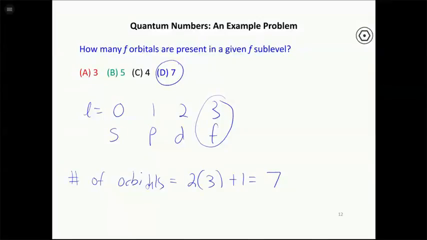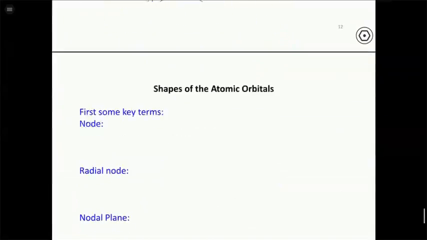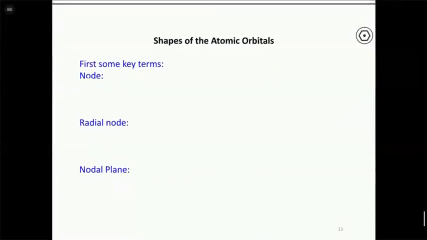Now let's move on to talk a little bit more in detail about the shapes of these atomic orbitals. So we have to understand the relationship between the quantum numbers, and now let's talk about physically what they mean in more detail. Alright, so first some key terms that are going to help us understand the shapes of orbitals. So, as I mentioned, these are all determined from wave functions, which are mathematical equations. And a node is a place where the wave function goes to 0, or more specifically where the probability distribution, the psi squared, the wave function squared, goes to 0.